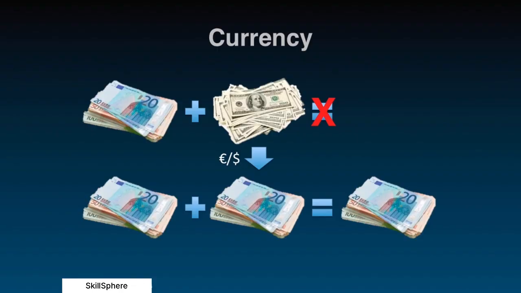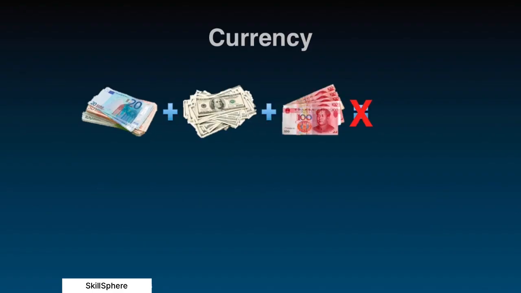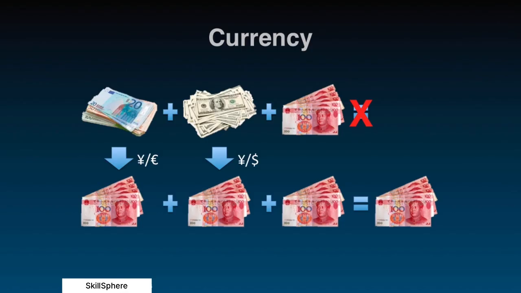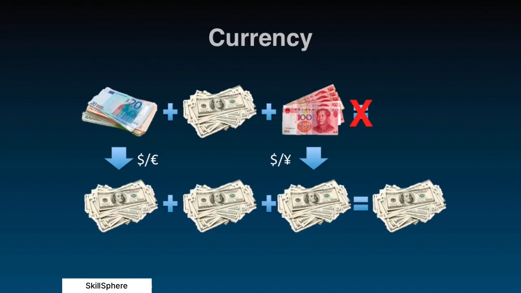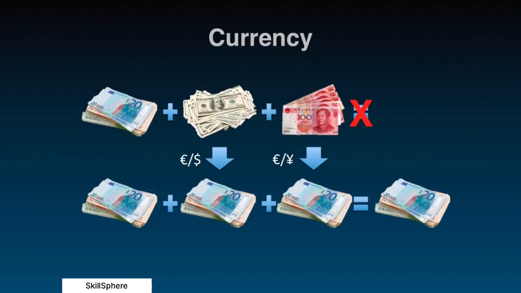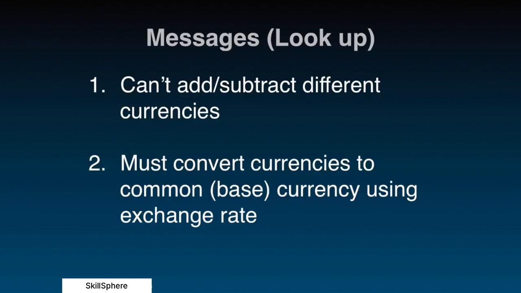And there's nothing special in this example that there's only two currencies. If I had three currencies, euros, dollars, and yuan, I would have to convert two of the currencies into one base currency, whether it's yuan, dollars, or euros, using the appropriate exchange rates in order to answer the question how much money I have, or in order to add the different currencies. So what's the message? Well, we can't add or subtract different currencies. We have to convert the currencies to a common base currency using an exchange rate.